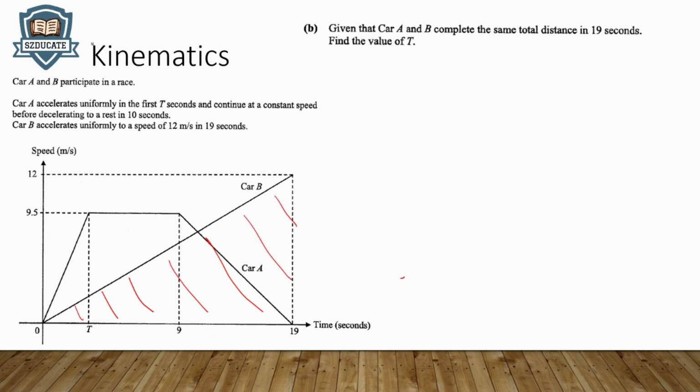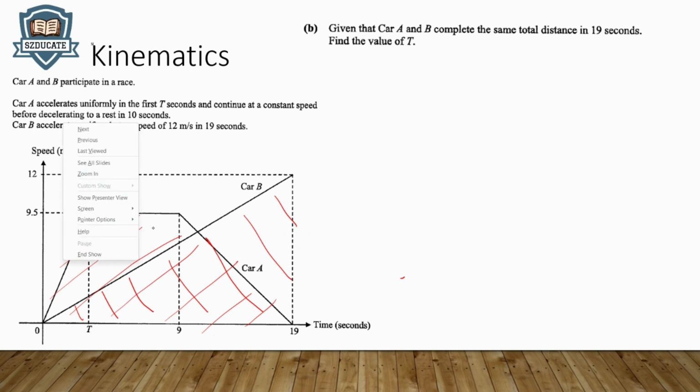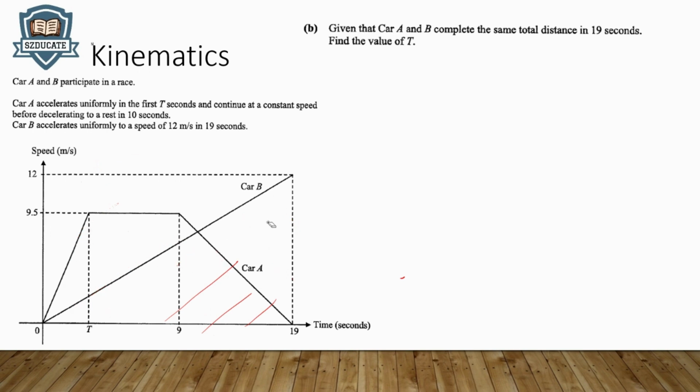And can I change ink? I don't think I can change like that. Okay, never mind. Please bear with me. I'm going to shade in the other direction. Under this trapezium. Okay, it's the same. Can I erase? Can I erase? This is my erase button. Yes.